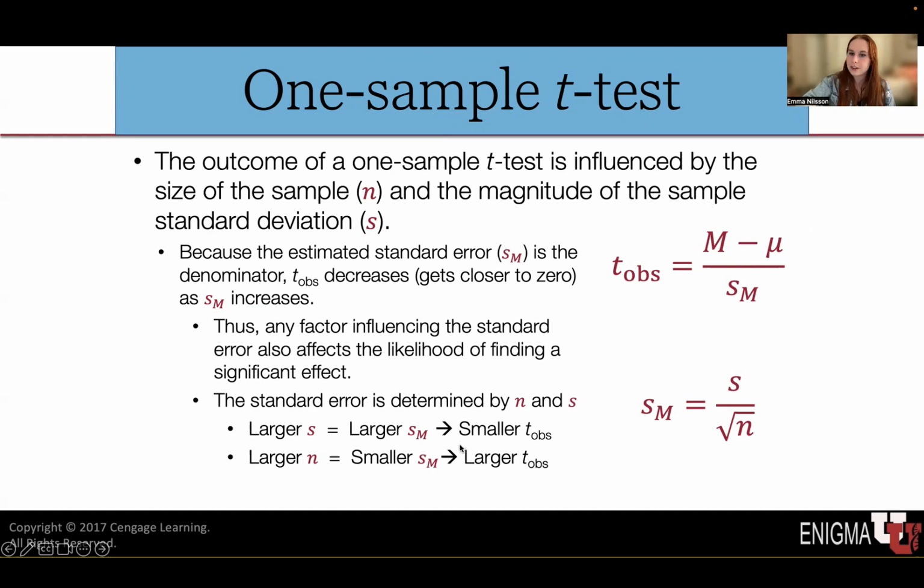And here are the two things that affect estimated standard error. If you have a larger standard deviation, then your standard error is going to be larger, which means your t-value is going to be smaller. So in summary, a larger sample standard deviation means a smaller t-value. If you have a larger n value, a larger sample size, you're going to have a smaller standard error, which means you're going to have a larger t-value. So in summary, a bigger sample size gives you a bigger t-value.